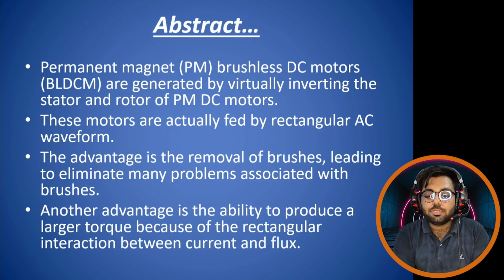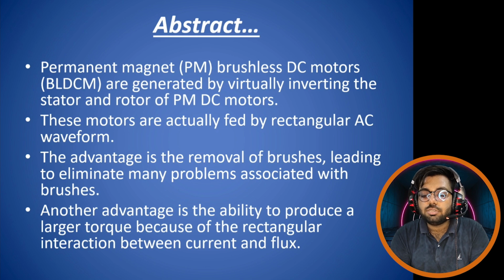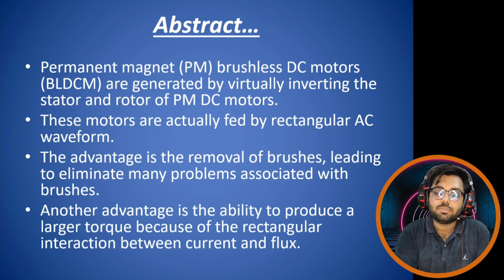To begin with the abstract, permanent magnet brushless DC motors or BLDC motors are created by virtually inverting the stator and rotor of permanent magnet DC motors. These motors are fed by a rectangular AC waveform. One key advantage is the elimination of the brushes, which removes many associated problems. Another significant advantage is the ability to produce larger torque due to the rectangular interaction between current and the flux.